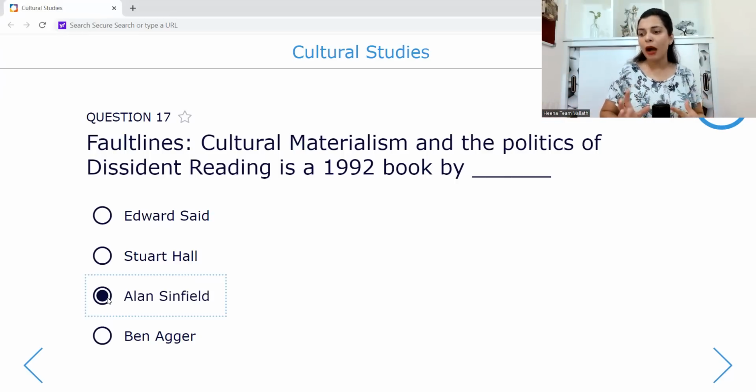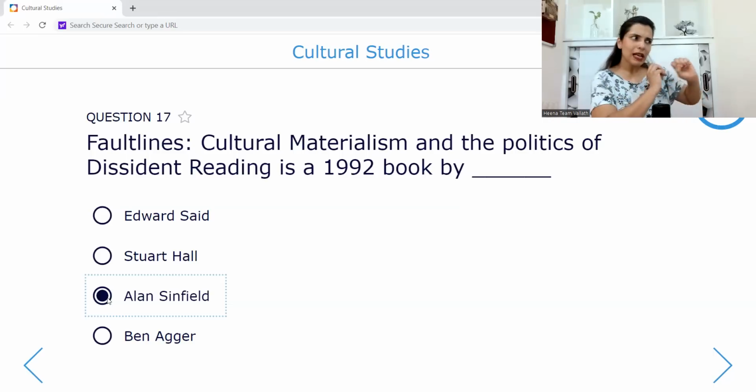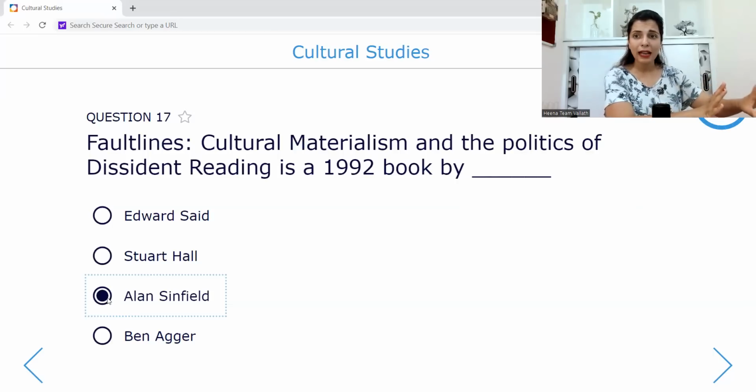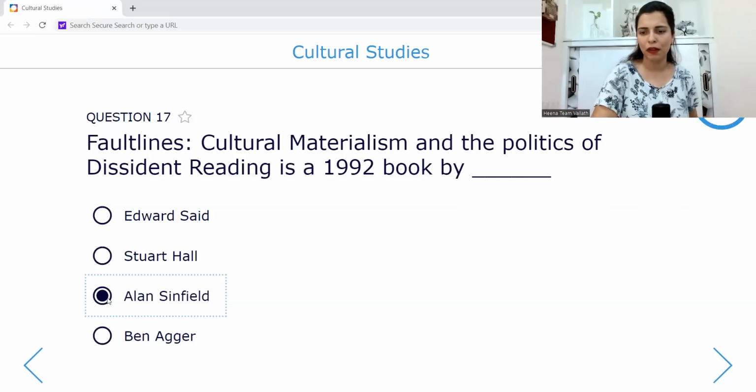Now this book talks about what? See, Alan Sinfield, basically, he's an English theorist in the field of Shakespeare and sexuality, as well as queer theory. And this is what Faultlines, Cultural Materialism and the Politics of Dissident Reading talks about. Okay, easy. It talks about how sexuality, hierarchy, and gender, all of this has forced itself into literary text. What all has forced itself into literary text? Hierarchy, sexuality, genders, etc. So Faultlines by Alan Sinfield.